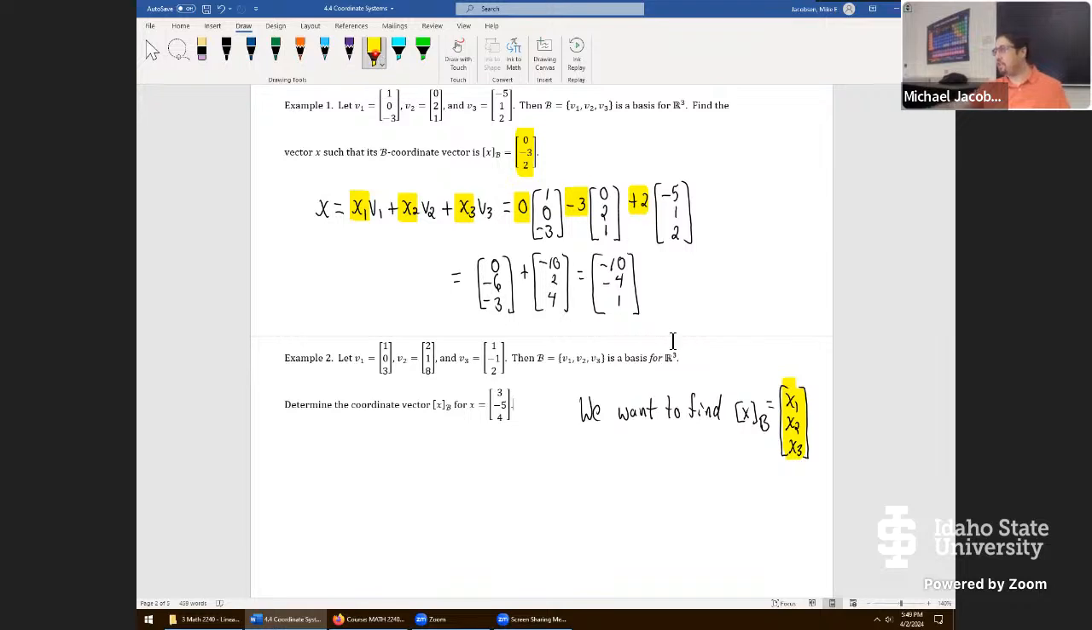Then we reverse engineer the definition and say, well, if this equation holds, then that means we can take x1 times v1 plus x2 times v2 plus x3 times v3 and set it equal to the thing that's known, this x right here. That one's special. Let's give it a color.